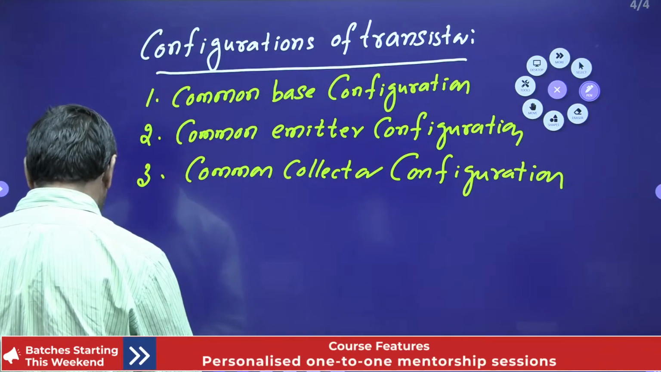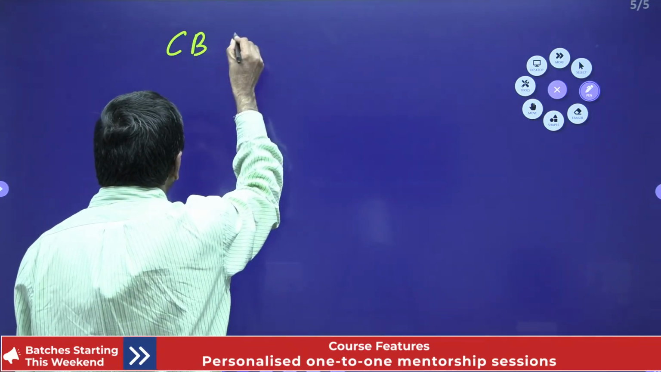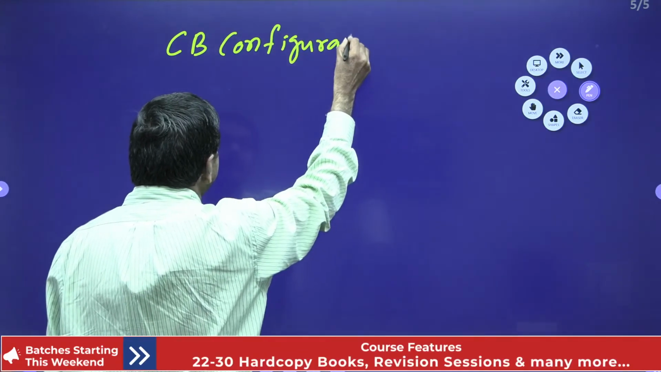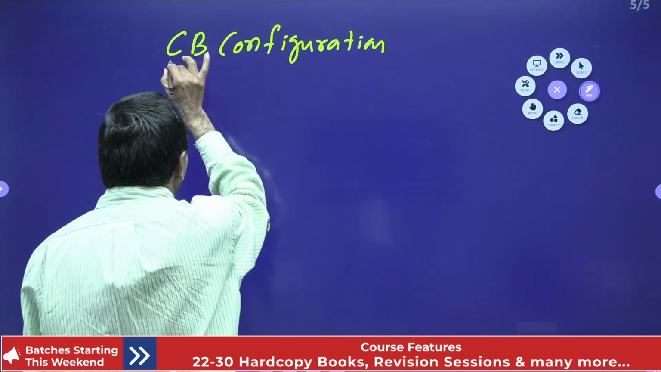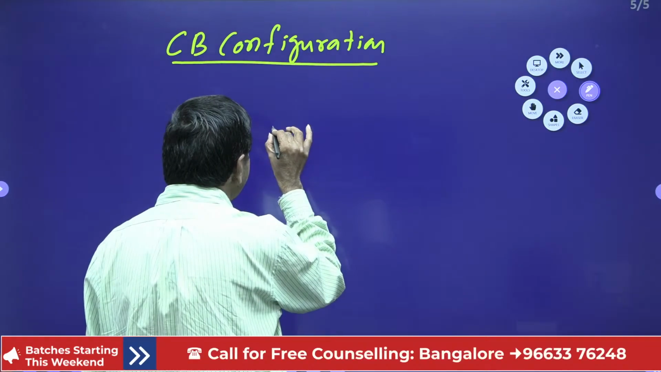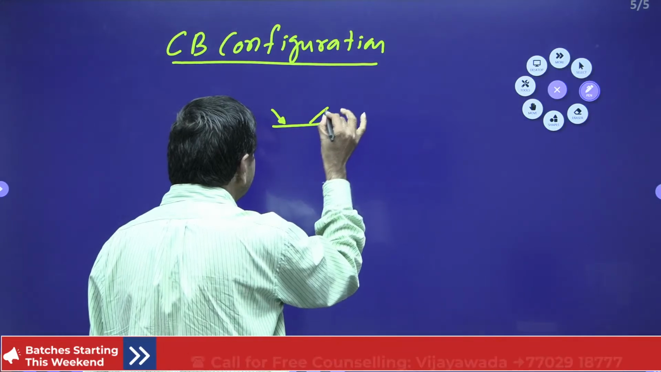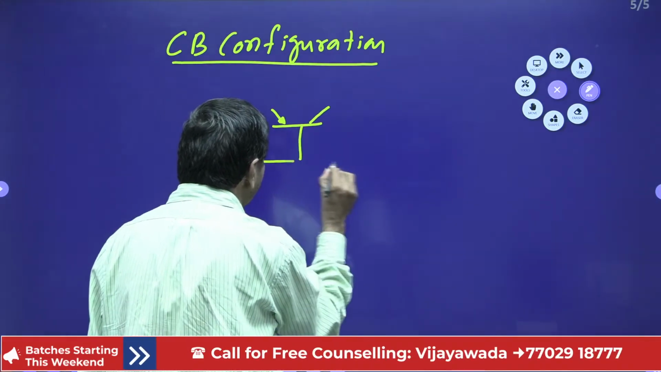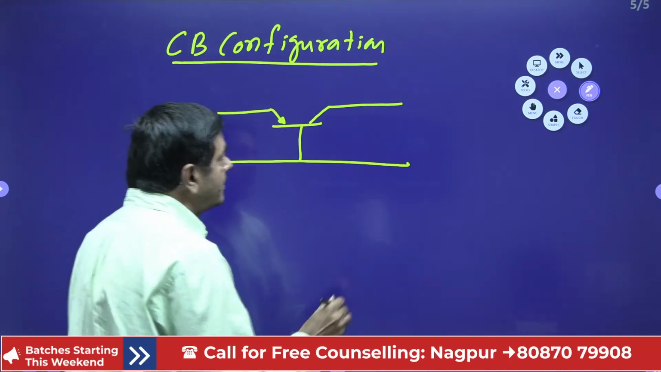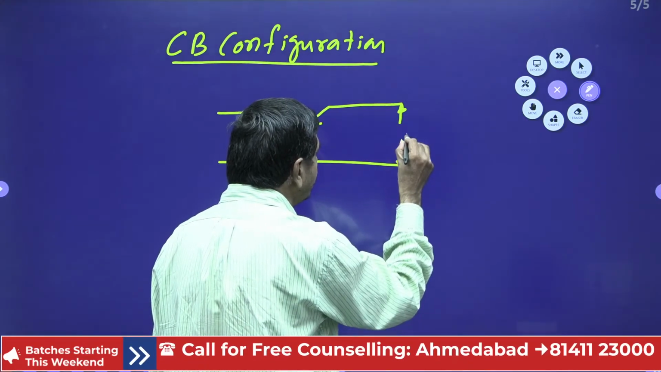I selected the common base configuration initially. CB configuration I have taken. But how is that configuration to be taken here? I selected PNP or NPN, your choice, no doubt. I have taken one PNP transistor, for example. This is nothing but the output voltage. Across these two terminals, we can get the output V naught.